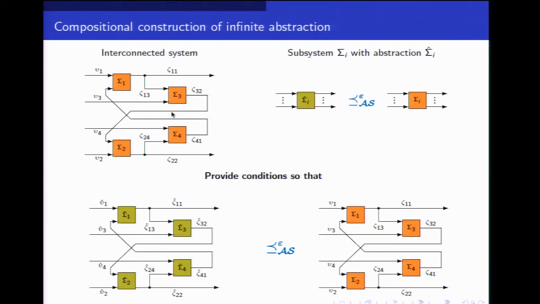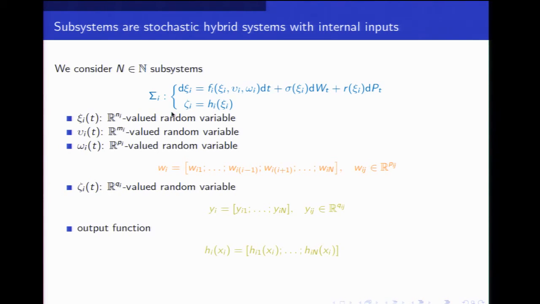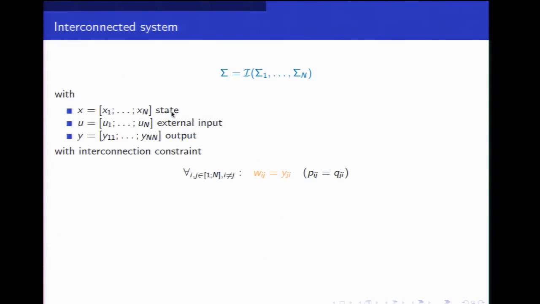And again, what is the compositionality result in this case? So again, we define a stochastic hybrid system with internal inputs, because we need to establish the interconnection, and the internal input has been partitioned the same as before. The same thing with the output. The outputs are going to be partitioned because we need to establish the interconnection. And the output function is also partitioned, exactly the same as I explained for the ordinary differential equation.